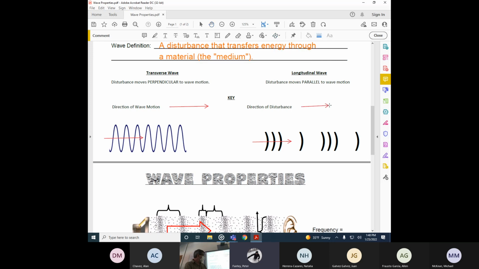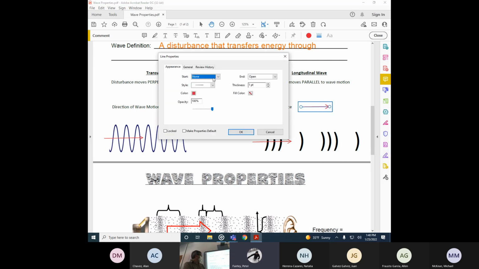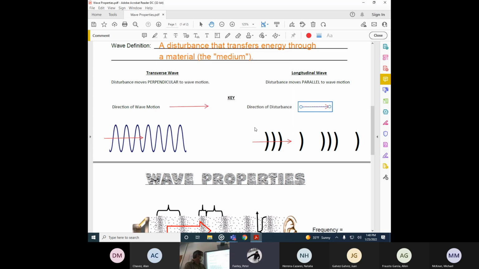Can I just copy and paste the other one? You can. I'm going to convert this into a dotted arrow. The way I do that is I hit properties, go to style, and change that to dotted. Or maybe you have a way to make a dotted line, or maybe you need to use a different color.